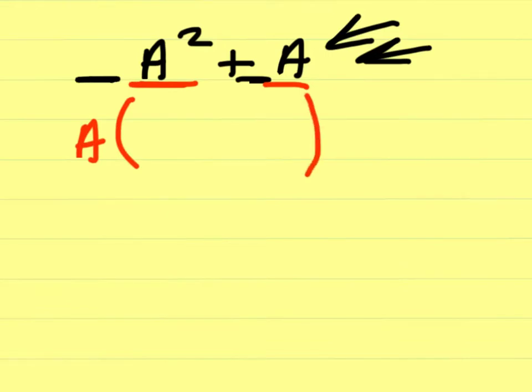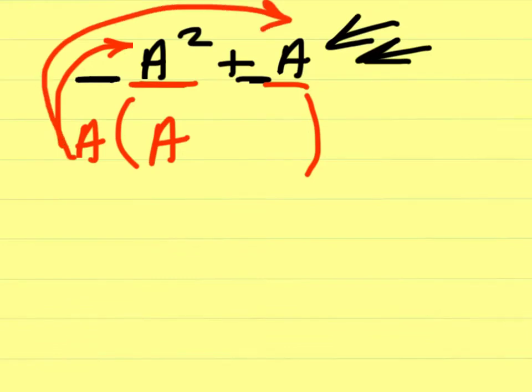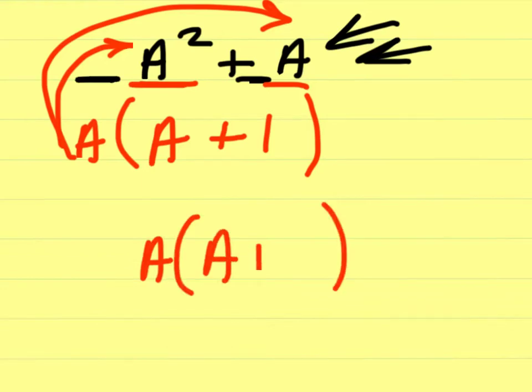So when I do that, I have to work backwards. What would I multiply a by to get a squared? A. And what would I multiply a by to get itself? 1. Final answer is a times the quantity a plus 1.